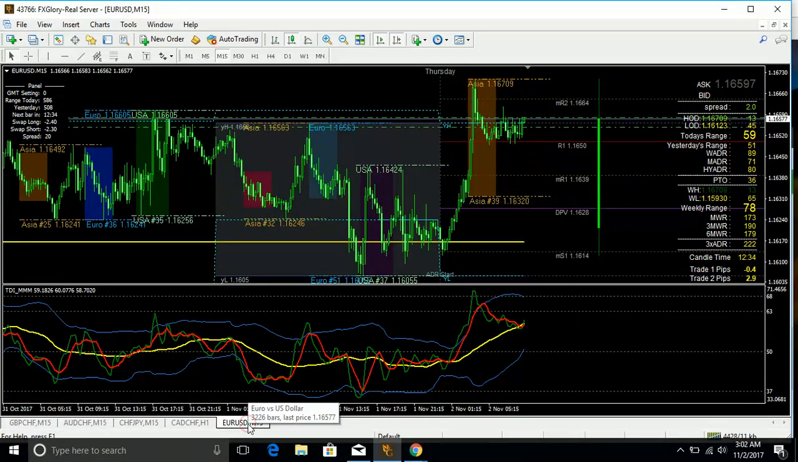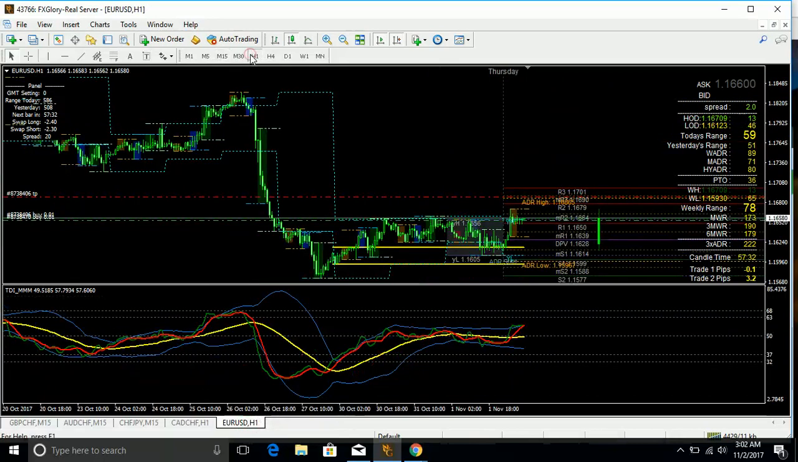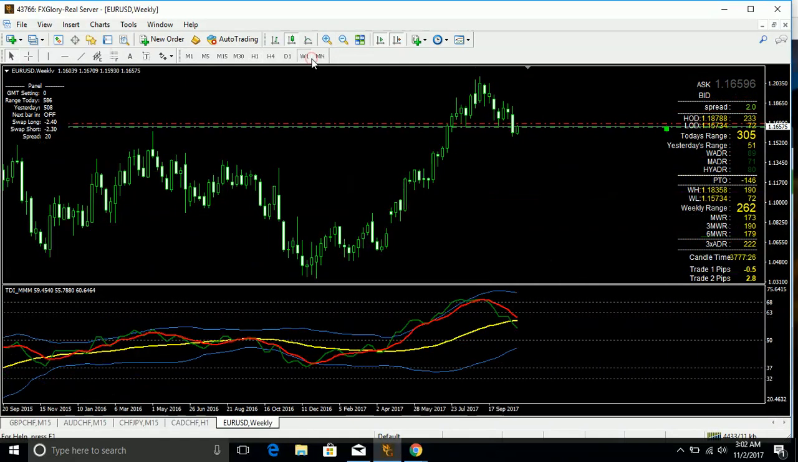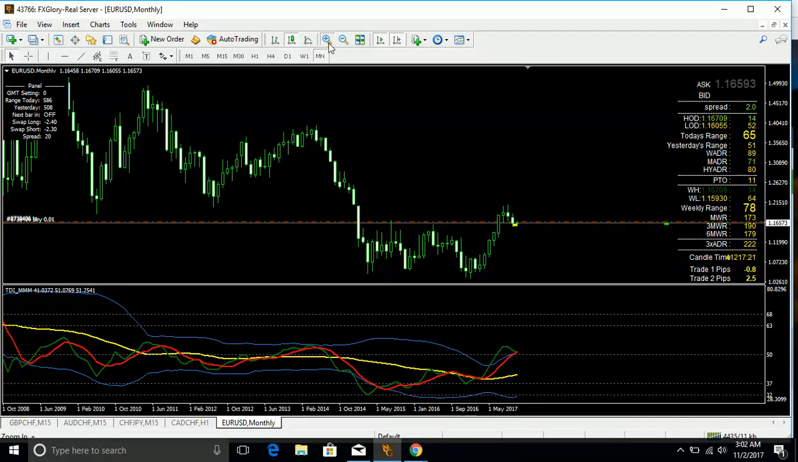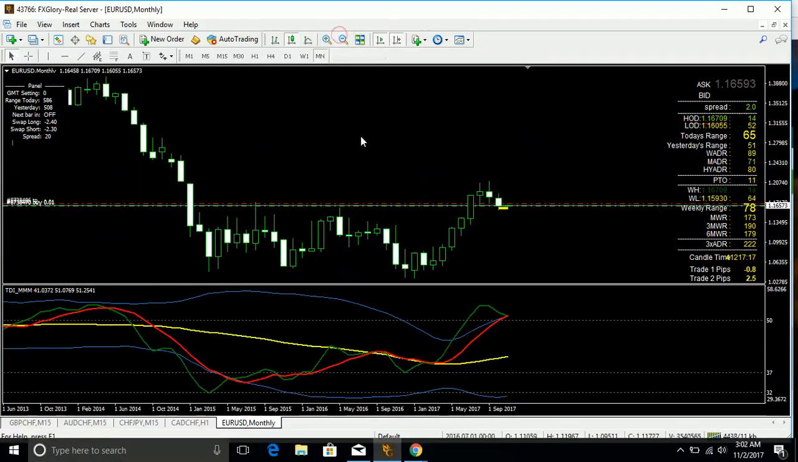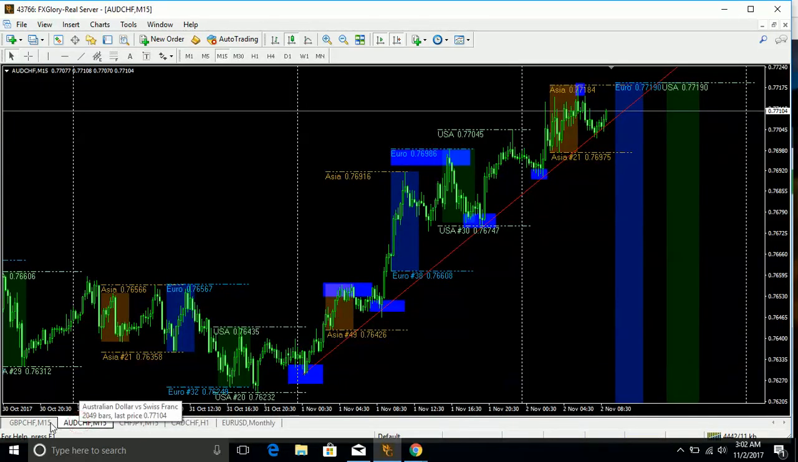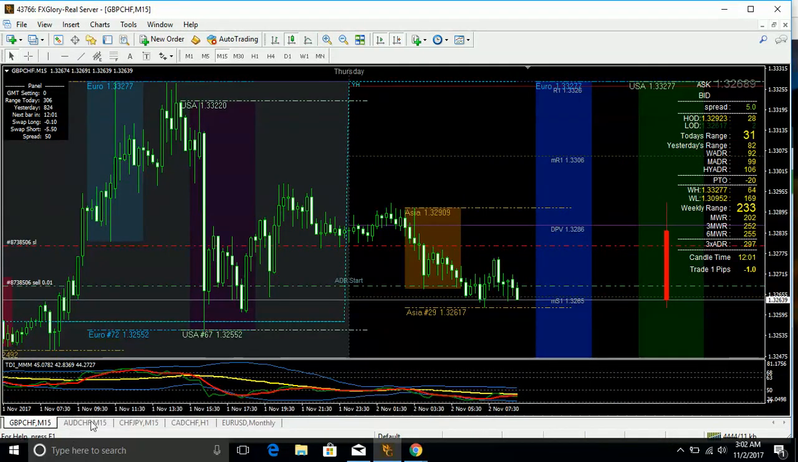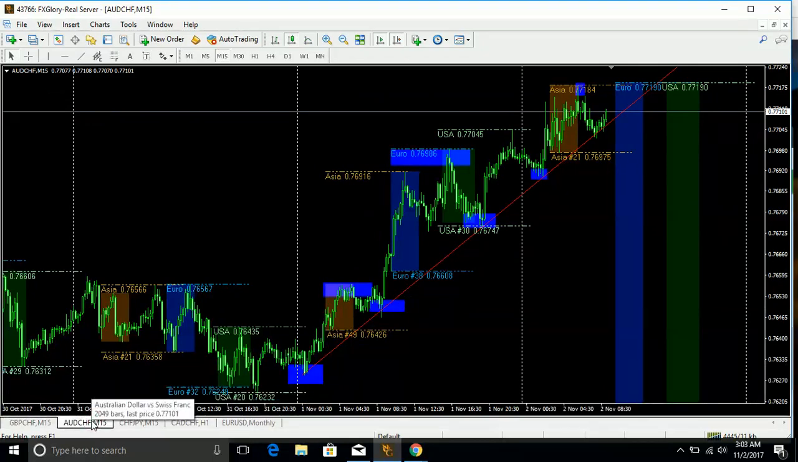Okay, so we got our sells and our buys. I'm gonna take profit a little bit. All right, here's our pound CHF. Here's our Aussie CHF over here.